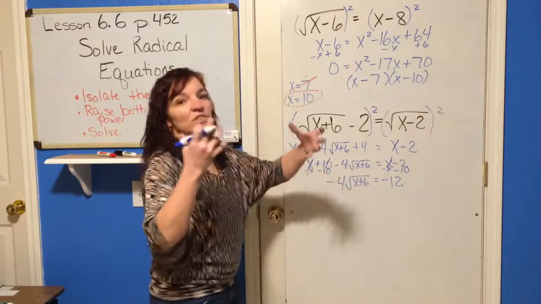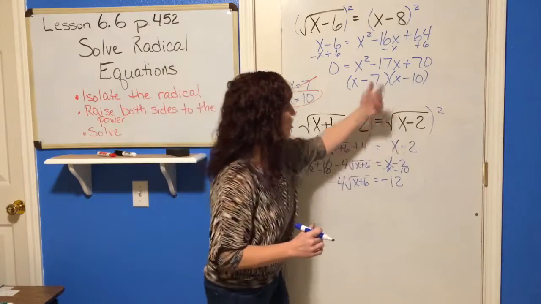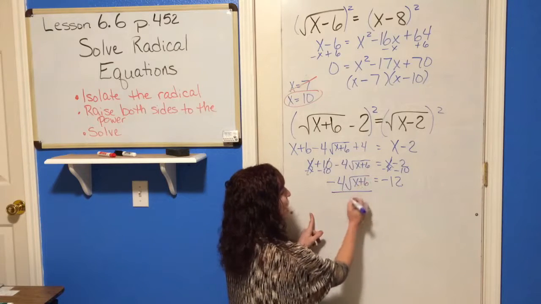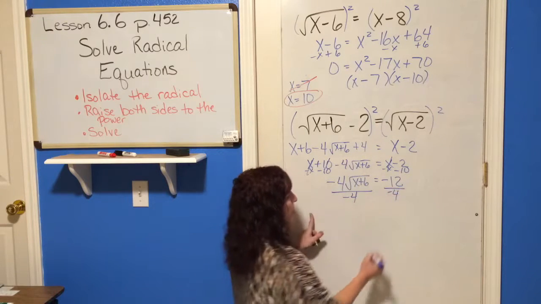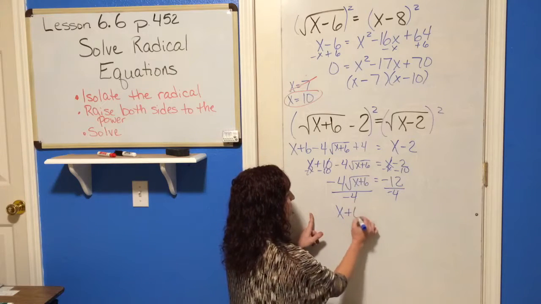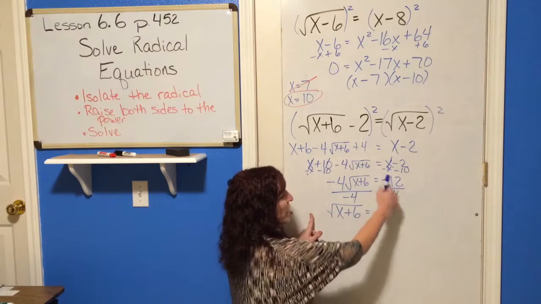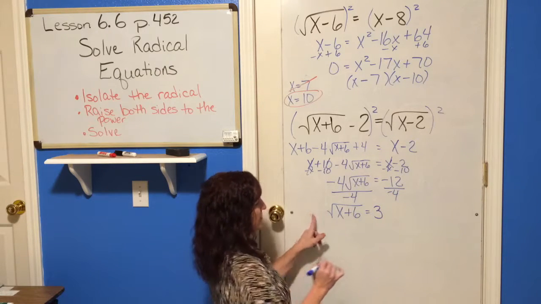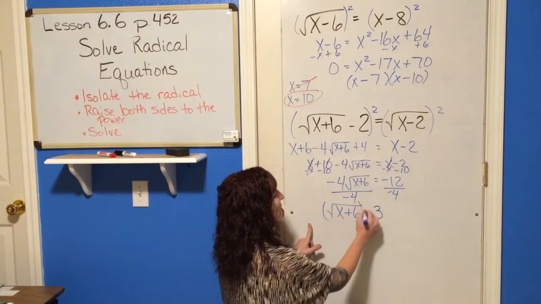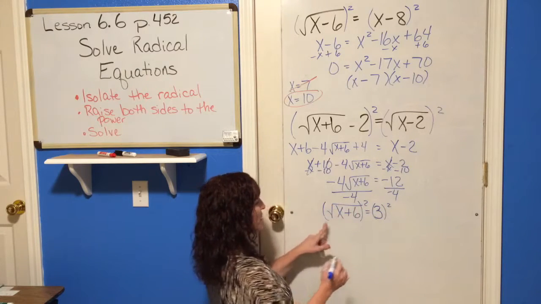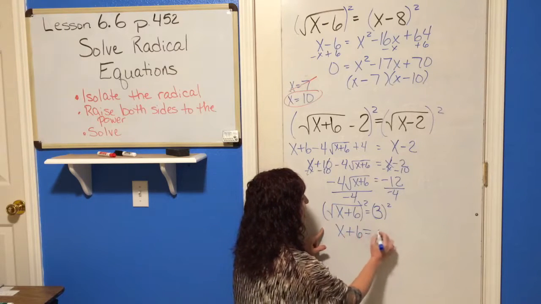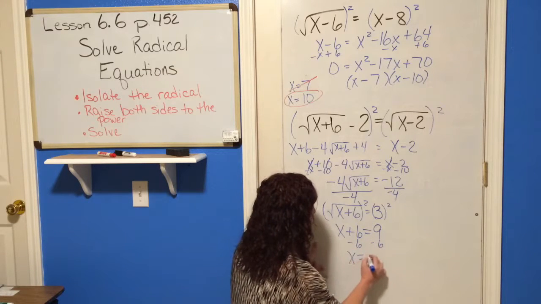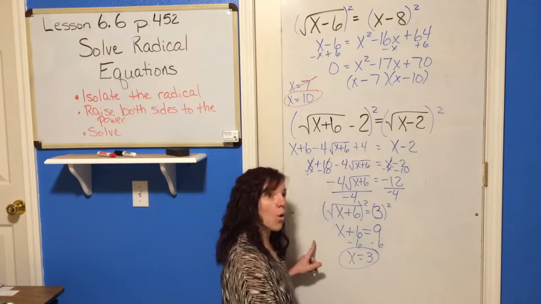You've got to get this radical isolated again. We got rid of this one, but now we've got to isolate this one as well. So you're going to divide both sides by the negative 4 to get this radical isolated. So now you just have the square root of x plus 6. Negative times a negative is a positive. 12 divided by 4 is 3. So now we've got to square both sides. Whatever you do to one side, you got to do to the other side. So now x plus 6 equals 9. Subtract 6 from both sides. So x equals 3. Whew.